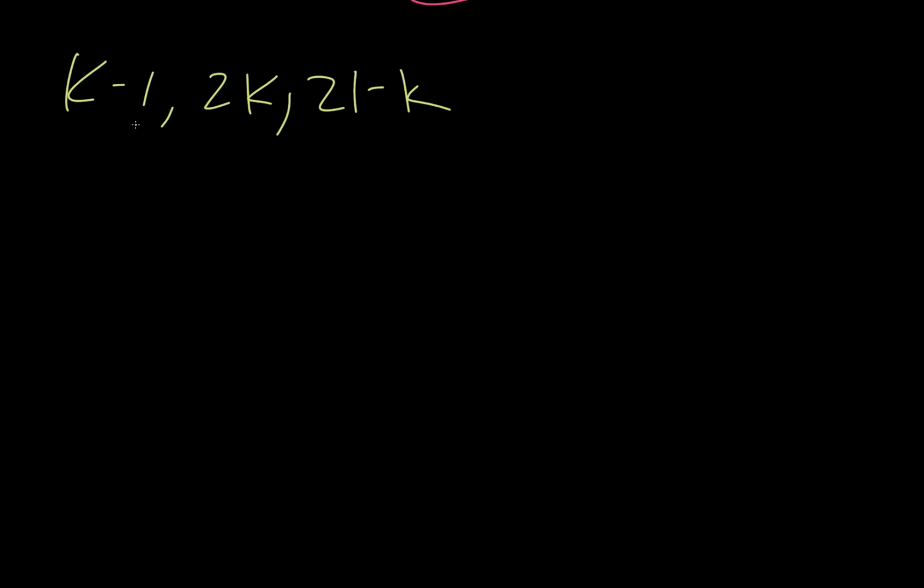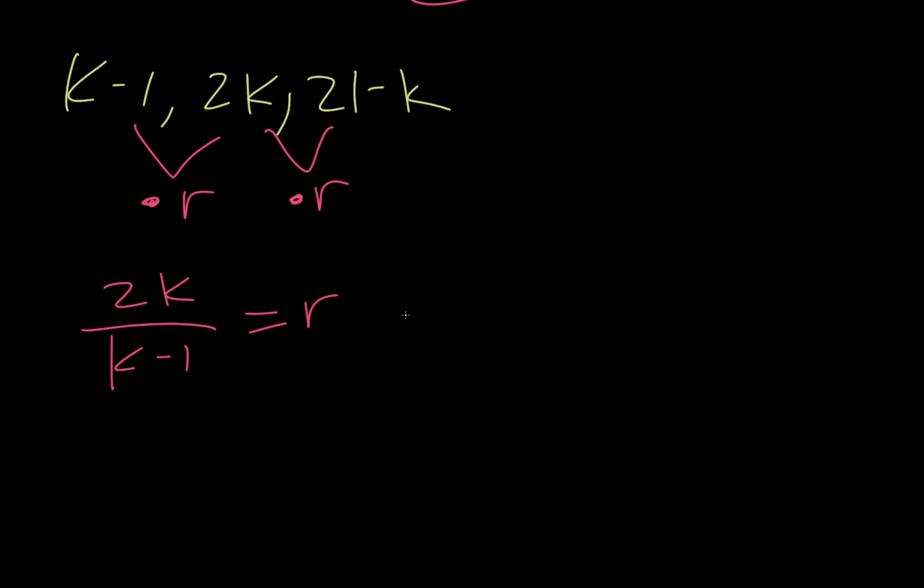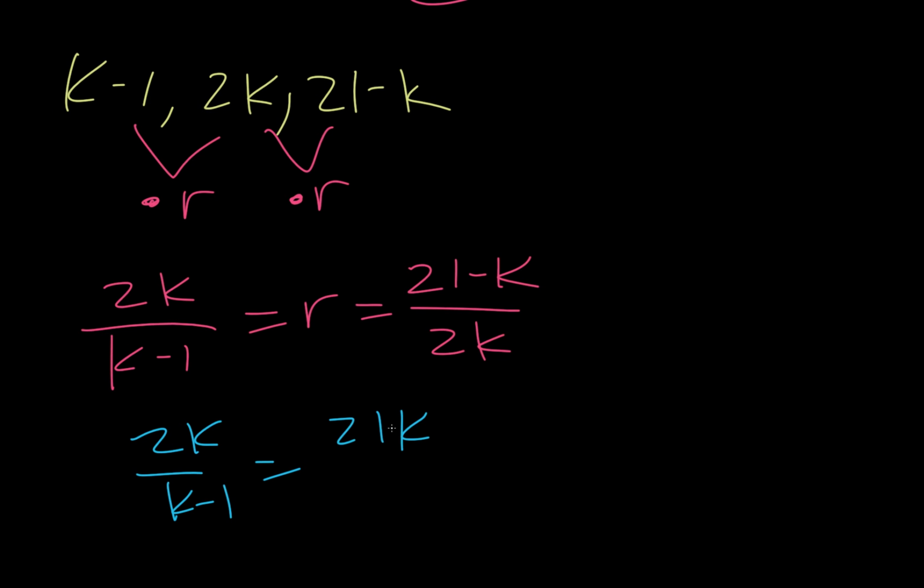We know that the distance from here to here is we're multiplying by r, and the distance from here is we're multiplying by r. And so we can create a ratio. So we can say 2k over k minus 1 equals r, but we can also say that 21 minus k over 2k is equal to r. So since they're both equal to r, we can make them equal to each other. And so we have 2k over k minus 1 equals 21 minus k over 2k.